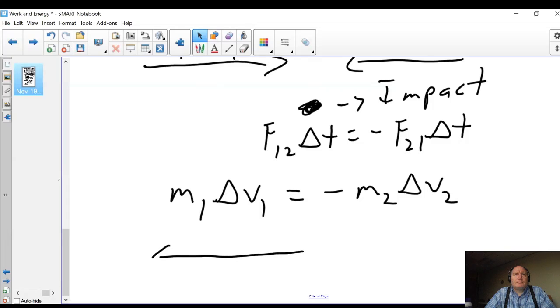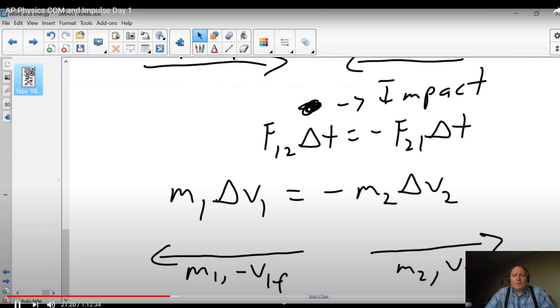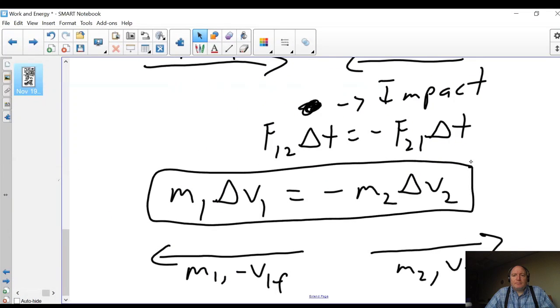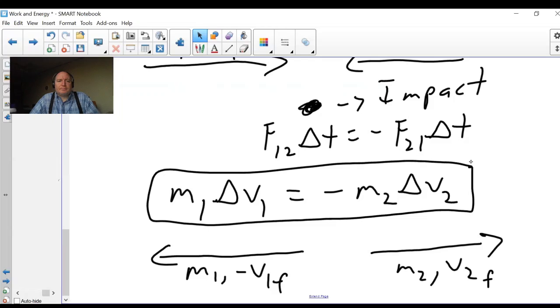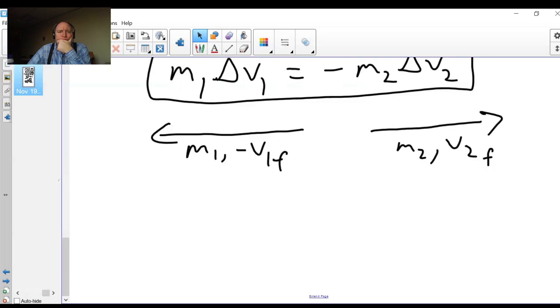object one rebounds. Let's say it goes back to the left, M1, and then we say negative V1 final. And then object number two, being very consistent, negative means left, M2, V2 final. So what I'm going to do now is take this equation and develop a relationship between their momenta. And then we'll see what we can say at the end about that relationship.